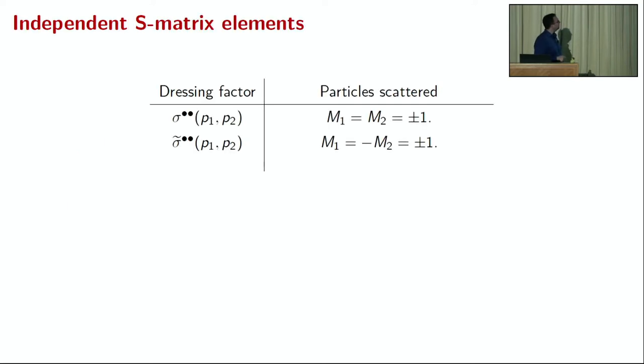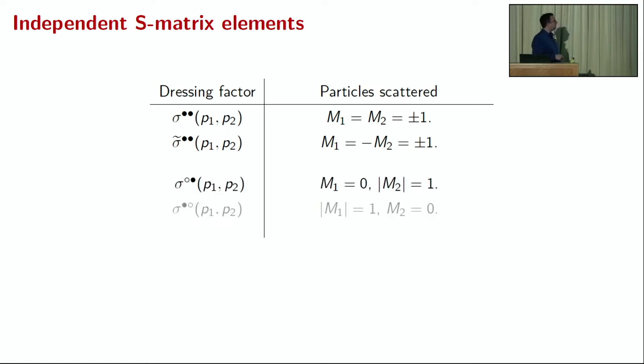So you have two dressing factors for massive particles. And the only thing that matters is whether the particles have mass of the same type. Let me just talk about particles of mass equals 1 and minus 1. I will do bound states later. So the first one without the tilde is when the mass is both plus 1 or both minus 1. Doesn't matter which one. And the second one with the tilde is when they are opposite masses. Doesn't matter which one is plus 1 and which one is minus 1.